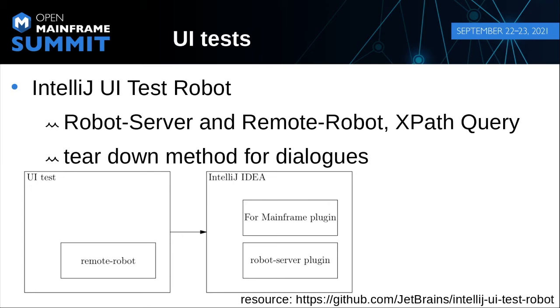What is not implemented in the UI test robot is a way to close various dialogues once a test fails. In other words, there is a need to implement a teardown method which closes open dialogues and readies the robot server for the next test. As a part of my work, we have implemented some preliminary form of the teardown method for the IBA plugin.